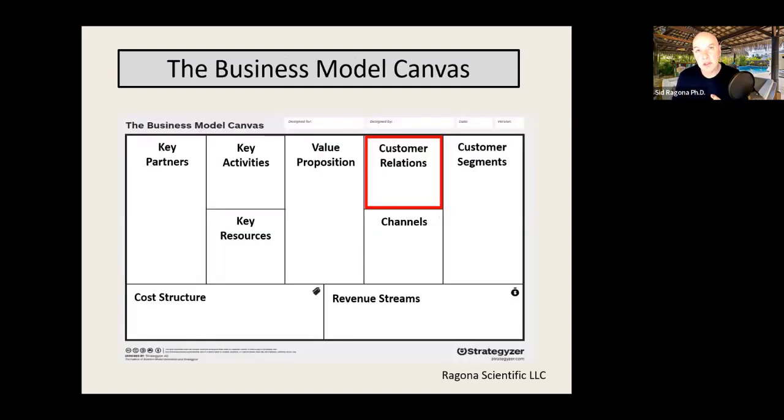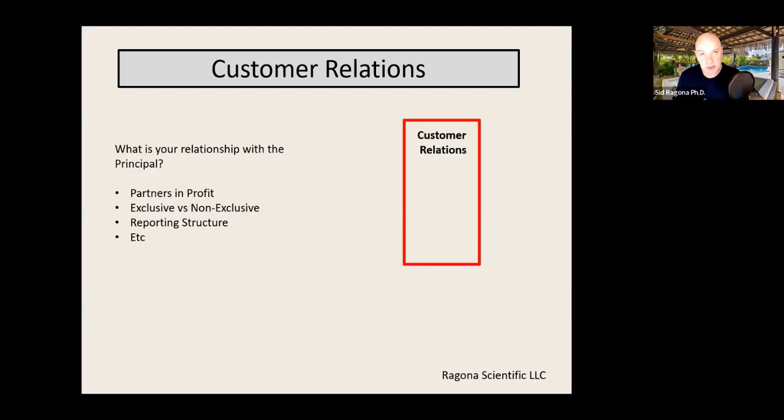The next part is customer relations. You are going to have a relationship with your principal. What form does that take? One of the easiest ways to describe this, and it's described by Mana, is we're partners in profit. And I think that's a very, very important start. I think every rep company would have this as item number one, but we should be able to actually list more than just partners in profit.